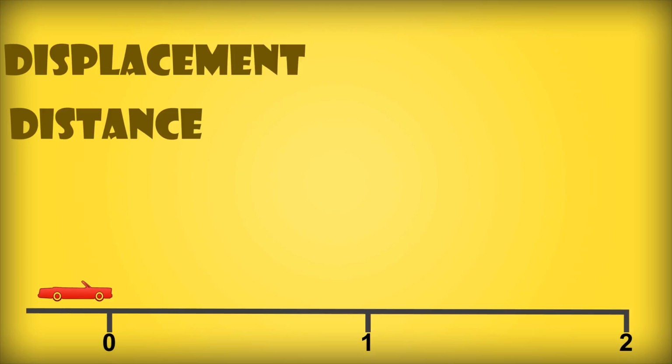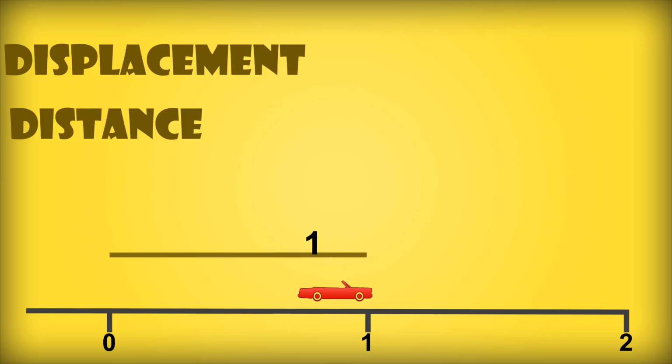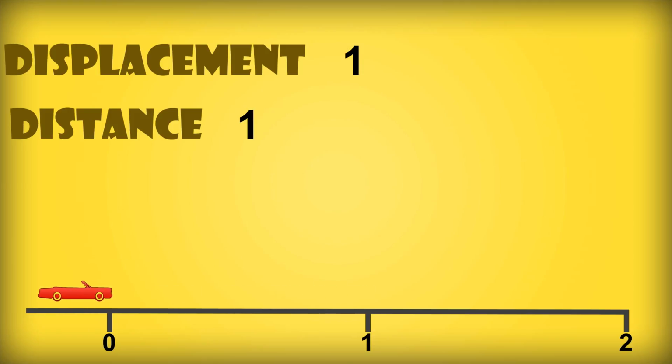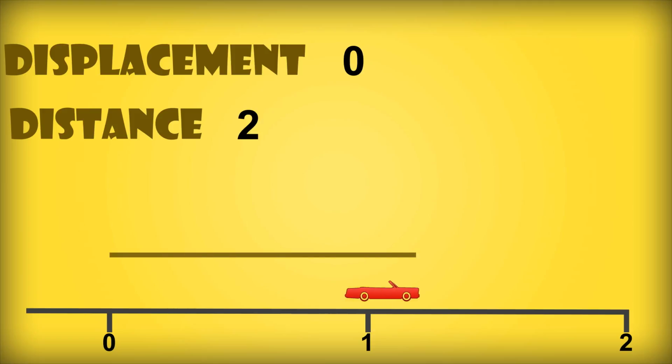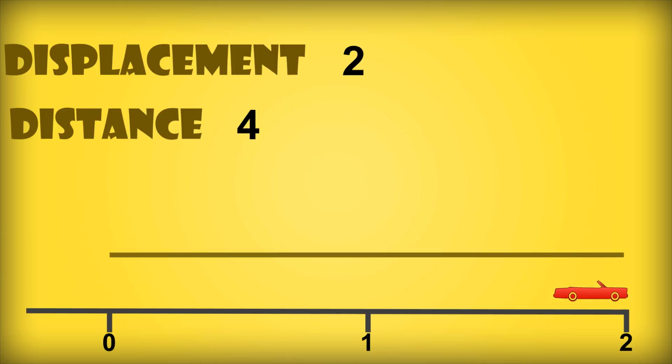If the car goes from 0 to 1, it will have traveled a distance of 1 meter, and its displacement would also be 1. But if the car reversed by 1, then the distance it has traveled would be 2 meters, but its displacement would now be 0. Now let's say the car then traveled forward by 2, then the distance would be 4 meters, but the displacement would be 2 meters. In a sense, you could say that displacement is the distance between the car's starting position and its ending position.